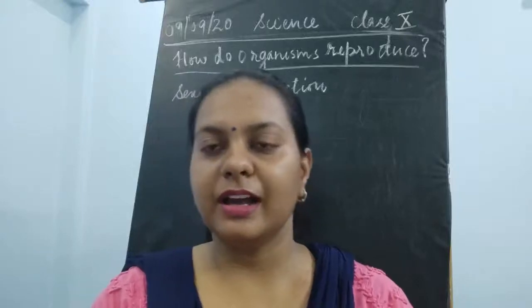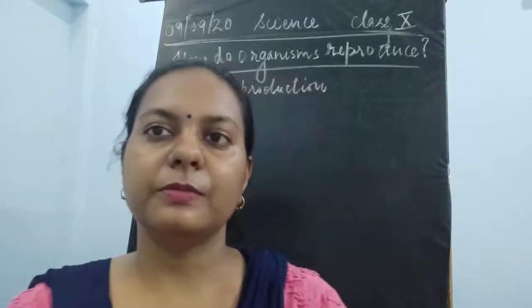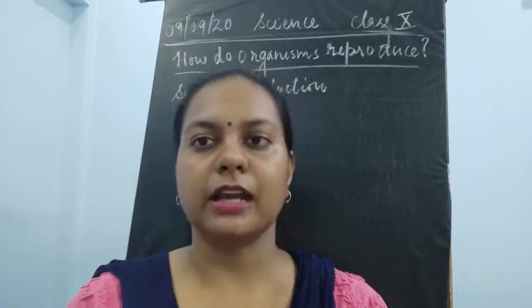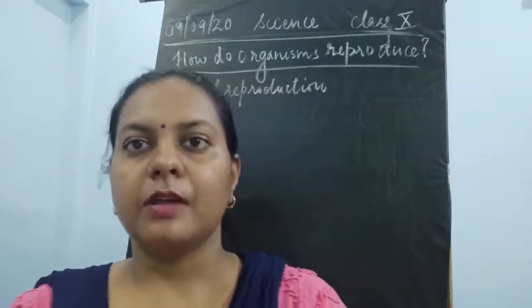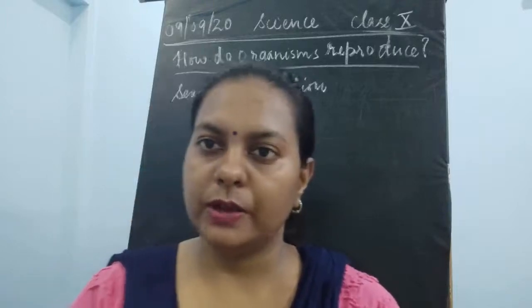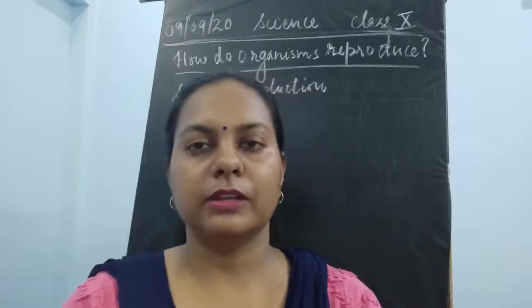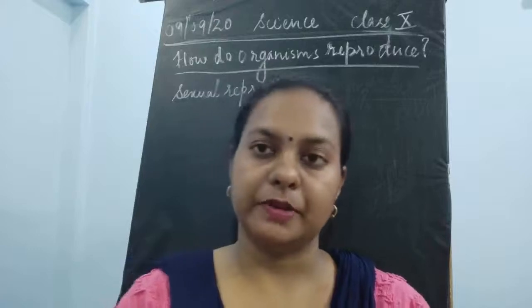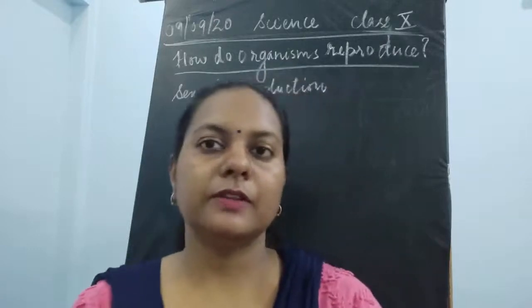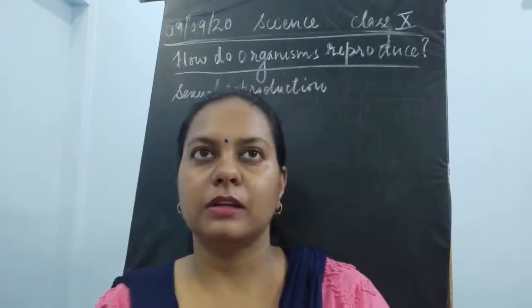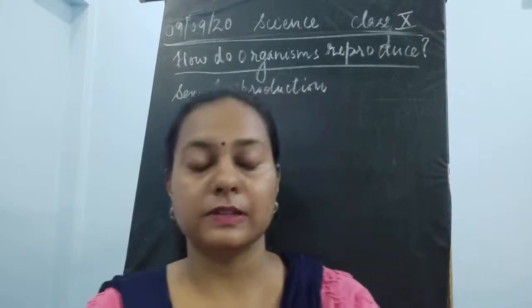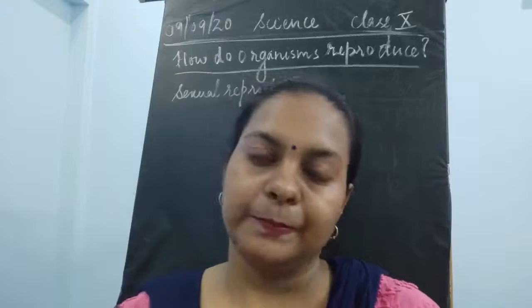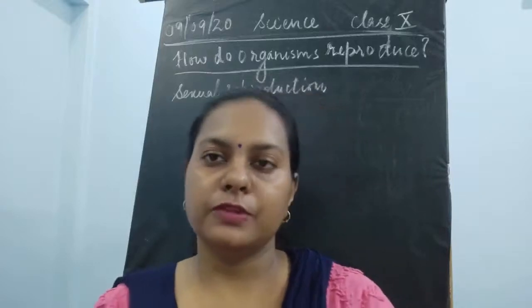Hello students, I'm here with another video from the chapter of class 10 Science NCERT book, that is how do organisms reproduce. Before starting today's video, I would like to tell you all what we have discussed in this chapter. We have seen the first part of the chapter, that was how the organisms are increasing in number, and this process is said to be reproduction. And we saw that there are different modes of reproduction.